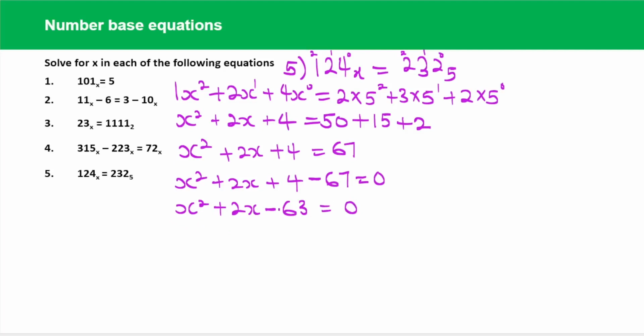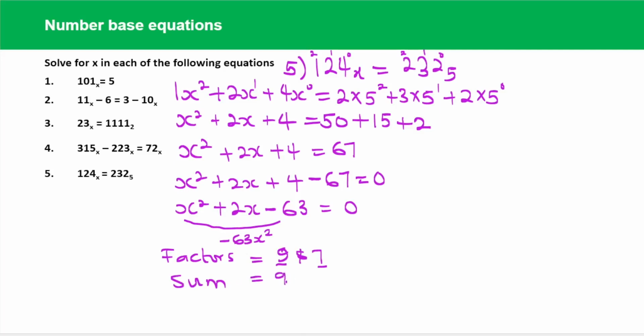Now we end up with this quadratic equation. Now how do you solve this quadratic equation? Don't worry, I'll be making a video shortly on how to solve quadratic equations. But for now, the procedure is to multiply the first and the last term. That will give us minus 63x squared. Then we look for factors of 63. Factors of 63 will be 7 and 9. So how do I combine 7 and 9 to get plus 2?